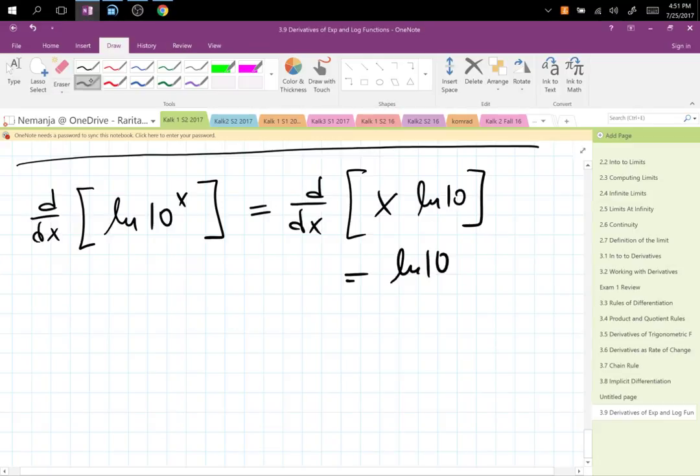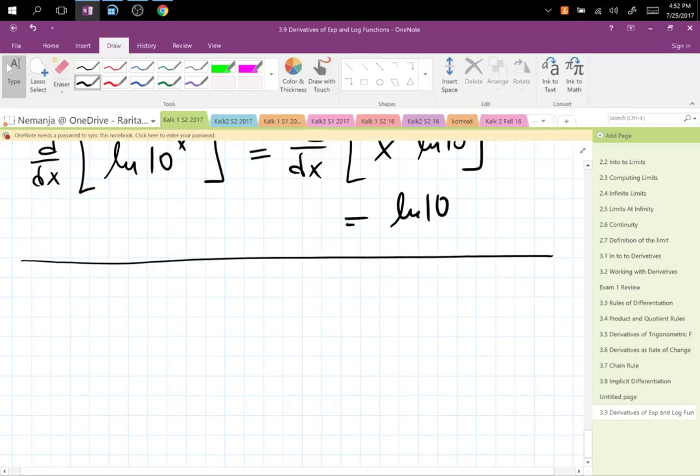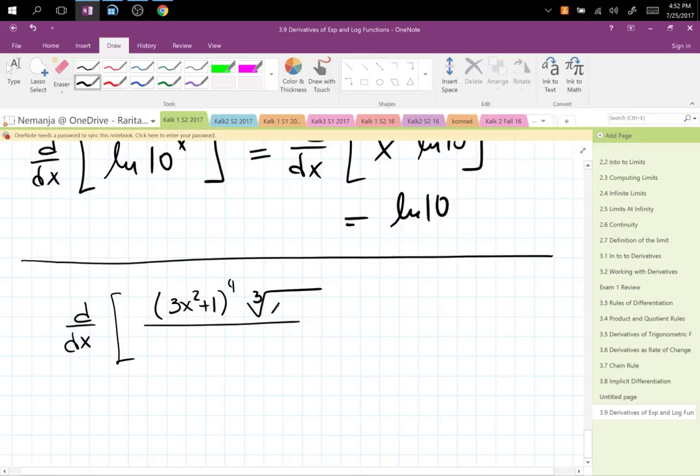So let's consider, I don't know, d/dx. We're trying to take the derivative of (3x² + 1)⁴ times the cube root of (x² − 1), divided by x times (x + 6)³, whatever.